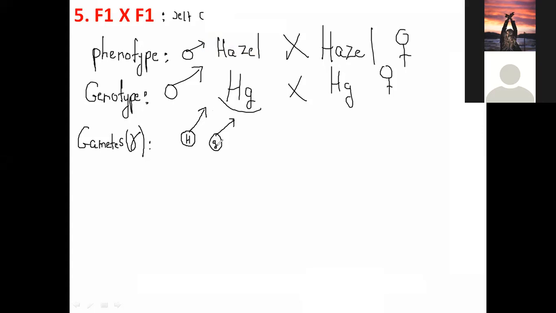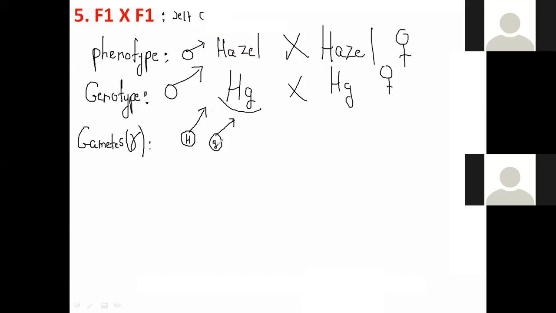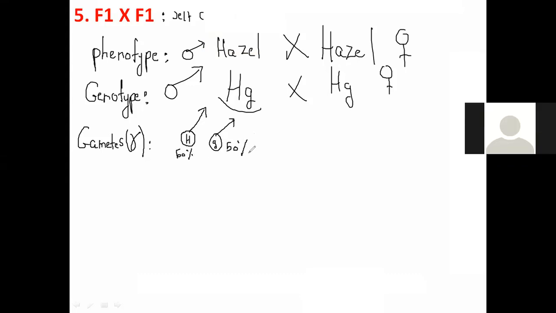Imagine that you have a box. Inside this box, you have two balls. One ball has the letter H, and the other ball has the letter G. What is the percentage to get the letter H? 50%. And the G is also 50%. In the case of the female, we also have two different types of gametes.